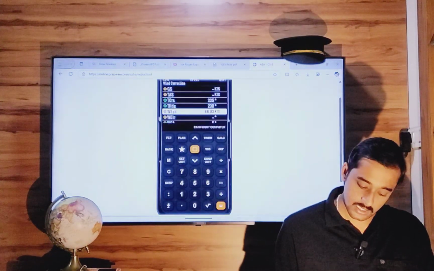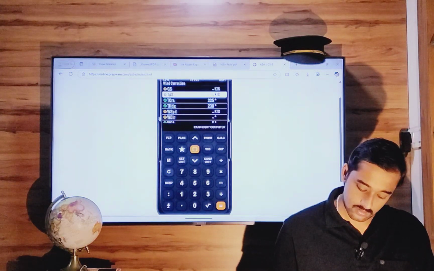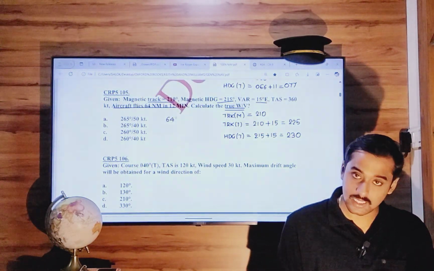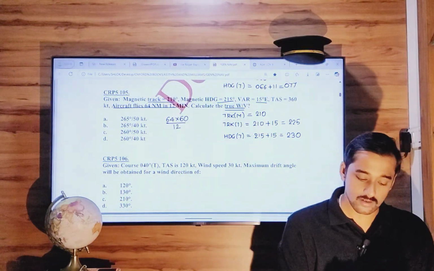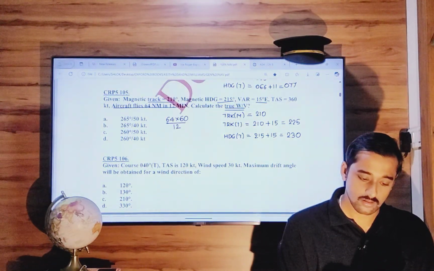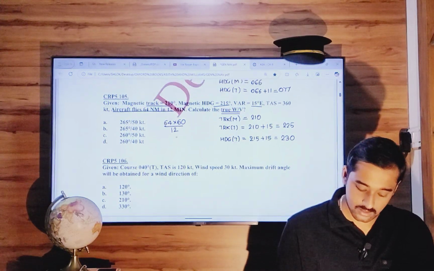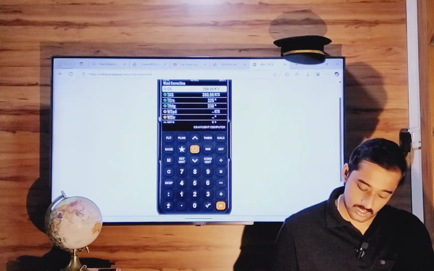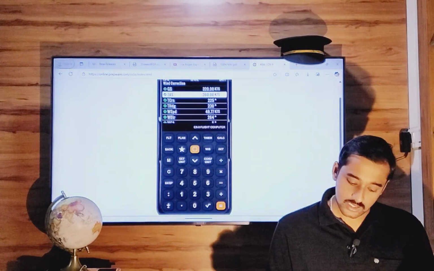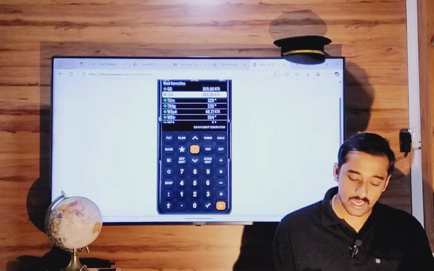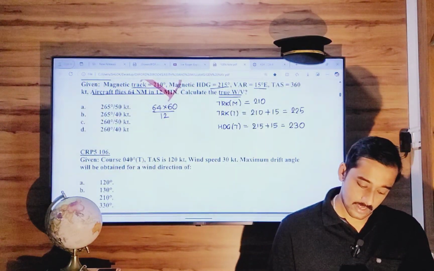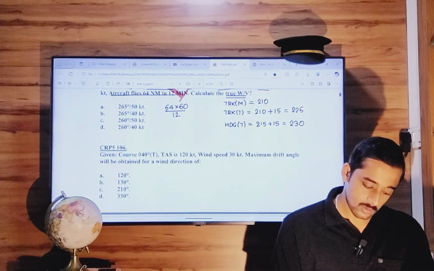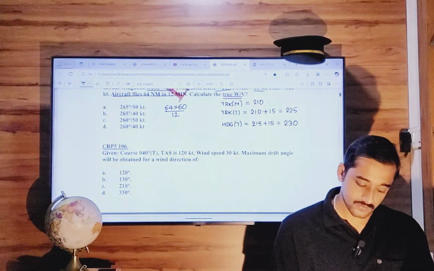Next task is 360. Ground speed 64 into 60 divided by 12, 320. So ground speed is 320. Winds 264 at 50 knots. So option A is the closest option.